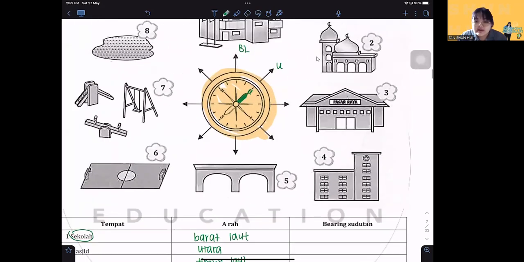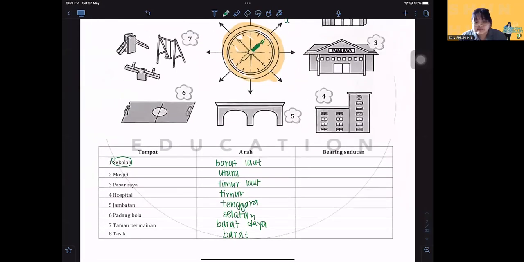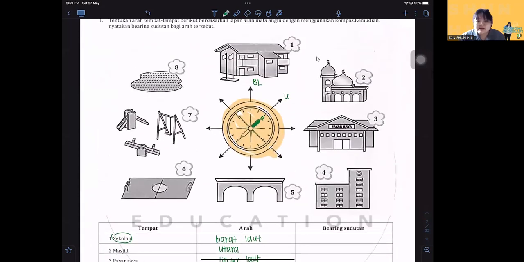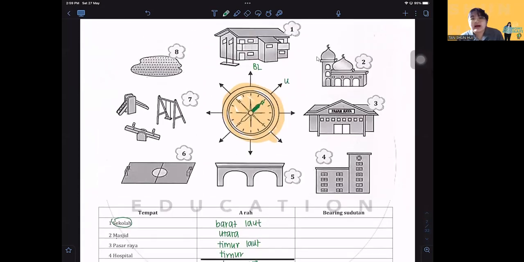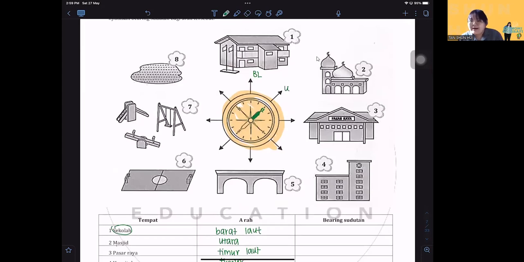Now, this one, why do I say it's an easy one? Because they give you perfect angles. So you see, sekolah. Sekolah is barat laut. So what is the direction for barat laut? If you're lazy to think, then you just write it down first. Utara is always 360, and then follow. Utara is zero. So barat laut, how much?